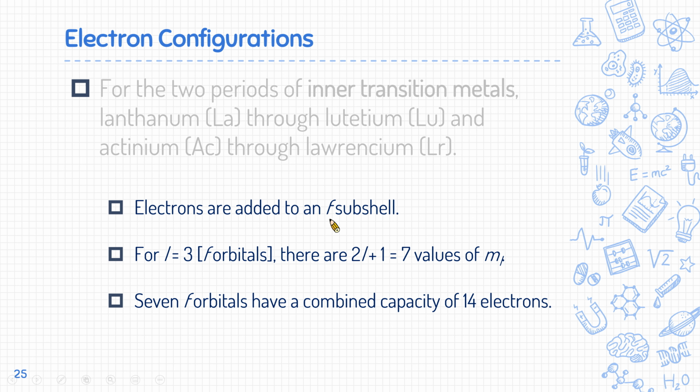Electrons are added to an f subshell for the inner transition metals. For l equal to 3, this is an f orbital. They are 2l plus 1 equal to 7 values of the magnetic quantum number. This means that there are 7 different orientations of f orbitals. 7 f orbitals have a combined capacity of 14 electrons, for each orbital can have 2 electrons.